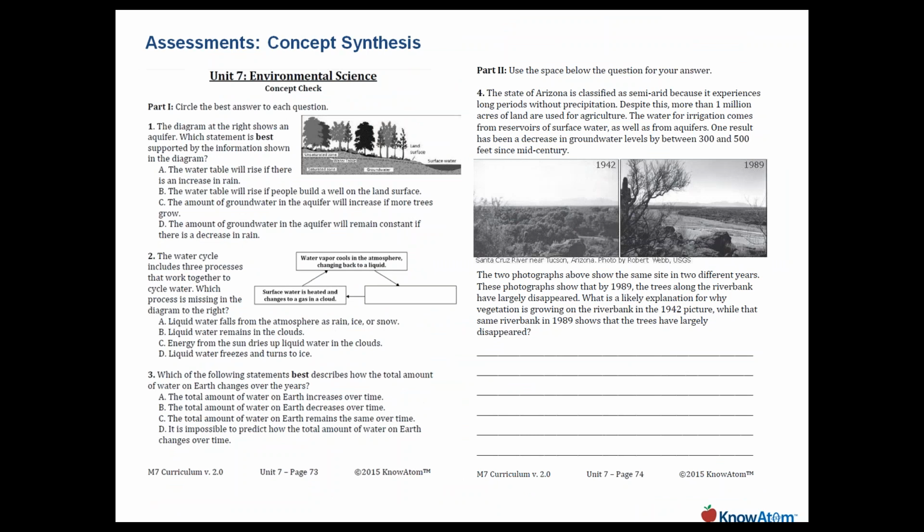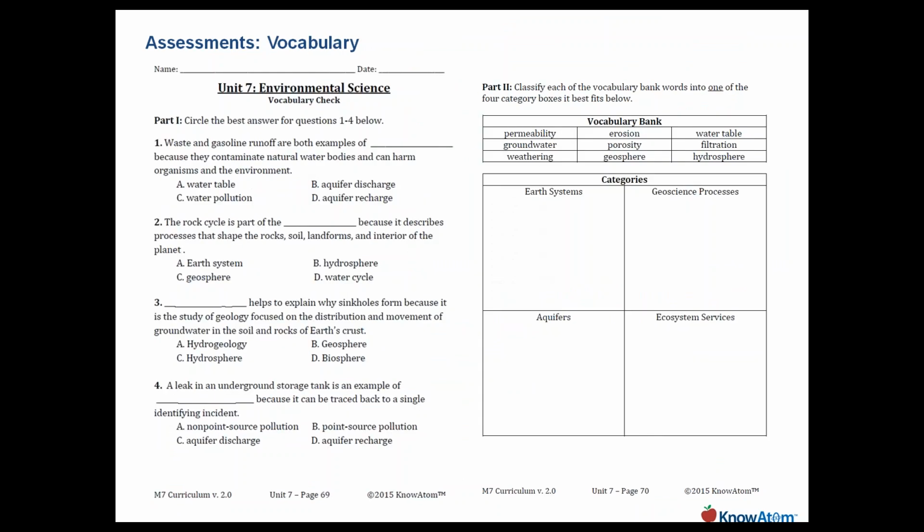The next type of assessment that you'll find at the back of your unit is the concept check. Now, these concept checks require students to engage in higher order thinking, which the vocab assessments really aren't. They are requiring students to remember, at most apply, and understand what the vocabulary is. That's lower order thinking.